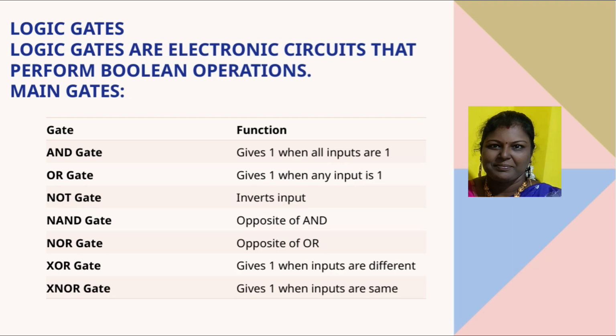Let's talk about logic gates, the building blocks of digital circuits. These gates take one or more inputs and produce an output based on simple rules. An AND gate gives a 1 only when all inputs are 1. An OR gate gives a 1 if any input is 1. The NOT gate flips the input, turning 1 into 0, and vice versa. Then we have NAND and NOR, which are just the opposites of AND and OR. XOR outputs 1 when inputs differ, while XNOR gives 1 when they're the same. These gates form the foundation of all digital logic.